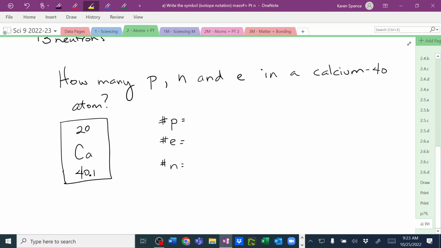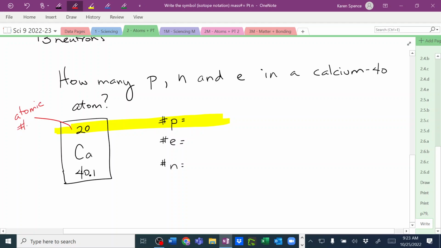All right, my friends, how do we know how many protons? There are 20 protons, right? Because that is our atomic number. And so there are 20 protons. How many electrons are there in a calcium-40 atom? Same number because atoms are neutral.